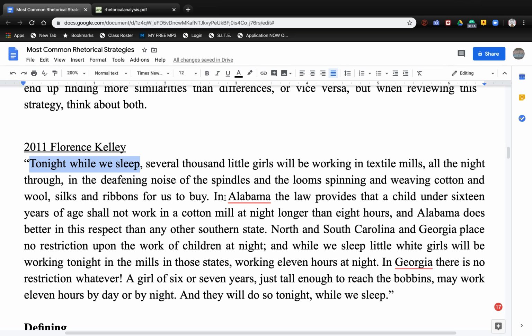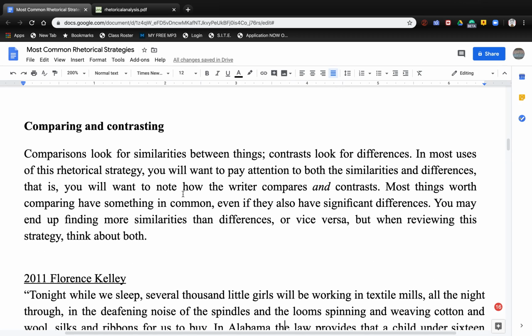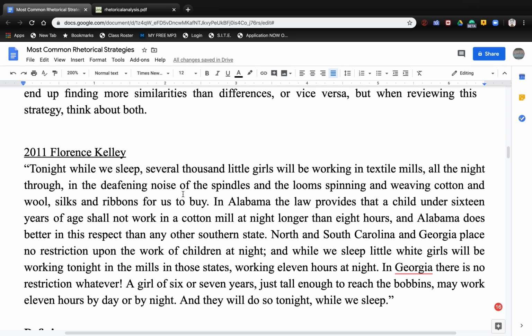And then there is another repetition in Alabama, then in Georgia, right? The law provides that a child under 16 years of age shall not work in a cotton mill at night longer than 8 hours, and Alabama does better in this respect than any other southern state. Now, the comparison here is she is comparing the fact that while we are sleeping, little girls are working, right? That's the comparison here. Now, what does this comparison create?